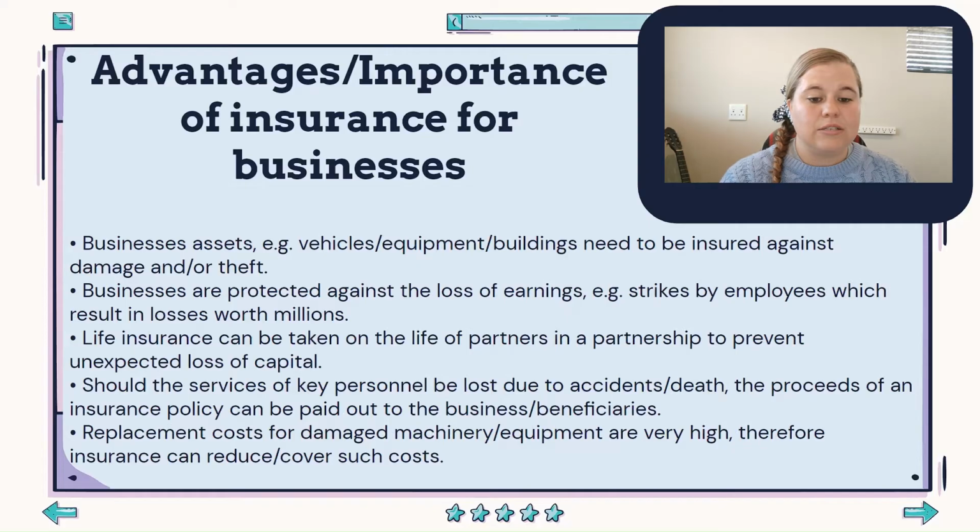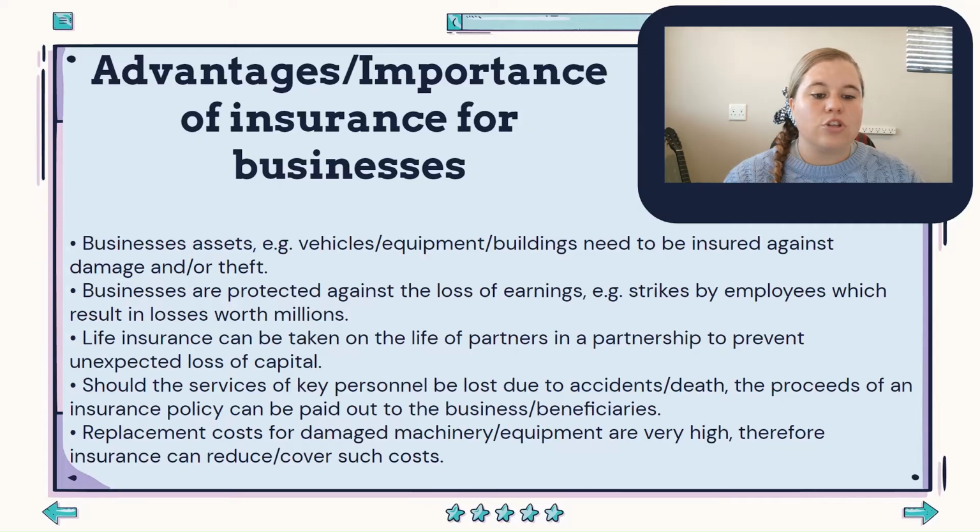Businesses' assets, for example vehicles, equipment, and buildings, need to be insured against damage and or theft. We had an earthquake here in Gauteng in South Africa not so long ago, and that could have caused some significant damage. Luckily it didn't, but if we have natural disasters such as that, and there are cracks in our building, then we could experience some issues there. But if we have insurance, at least we are covered for that.